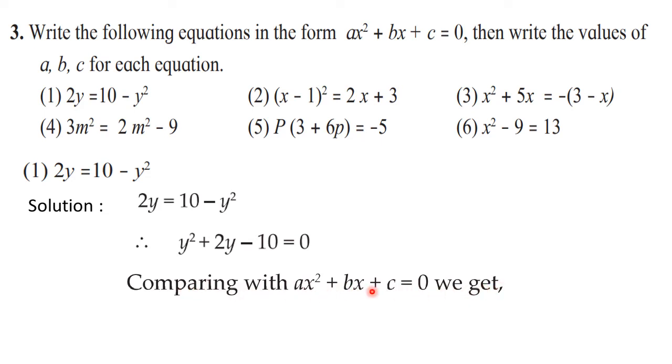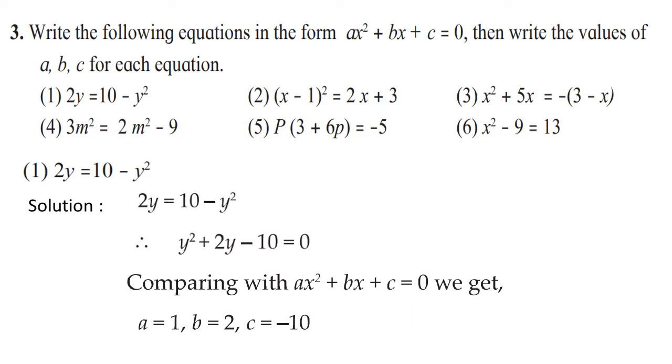So comparing with the standard form, we can write down that a is equal to 1, b is equal to 2, and c is equal to minus 10. Don't forget to write down the minus sign. It is very, very important. If you are not writing the minus sign, then it will be plus 10 and you will get it wrong. For a plus sign, we are not writing the sign here, but for a minus sign, we need to write down the sign. Okay, students, so please copy it down.